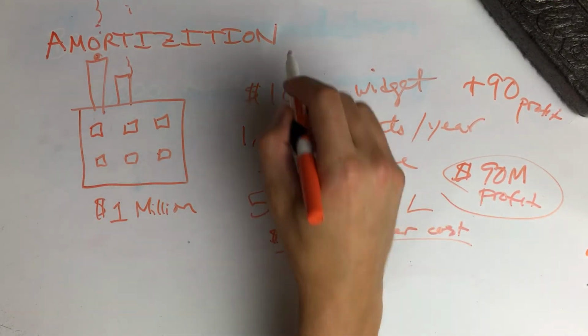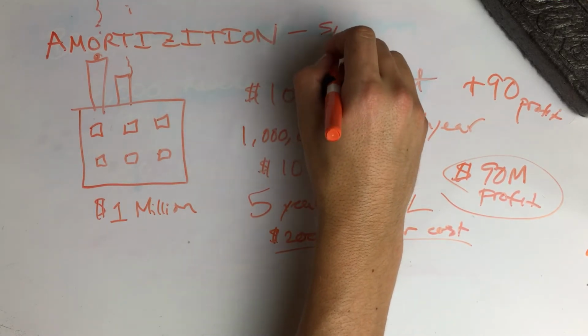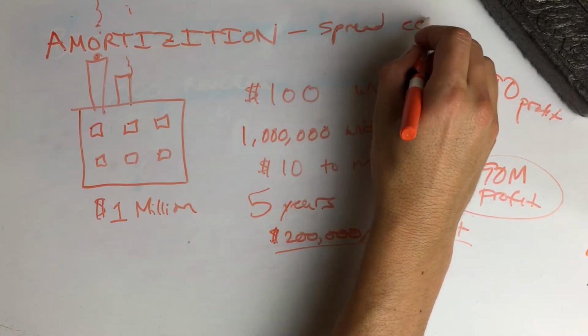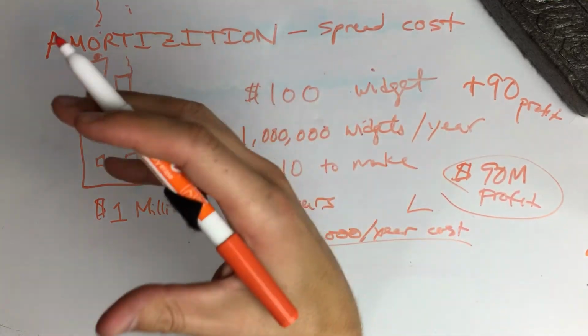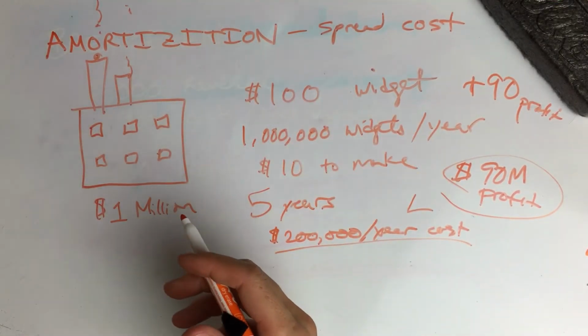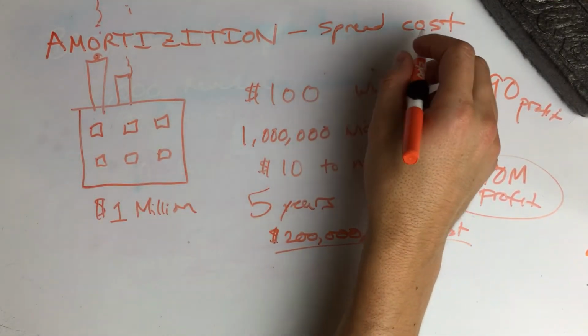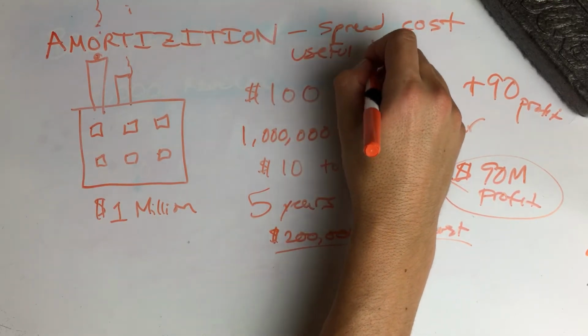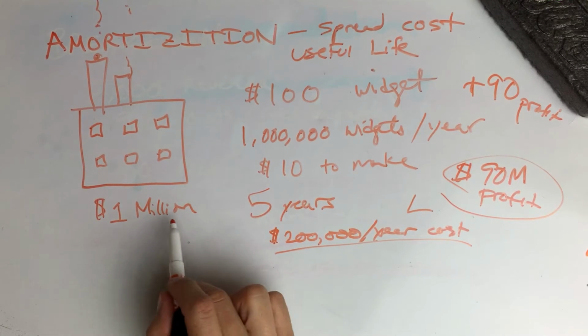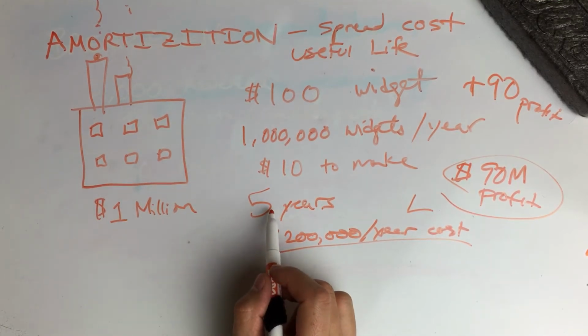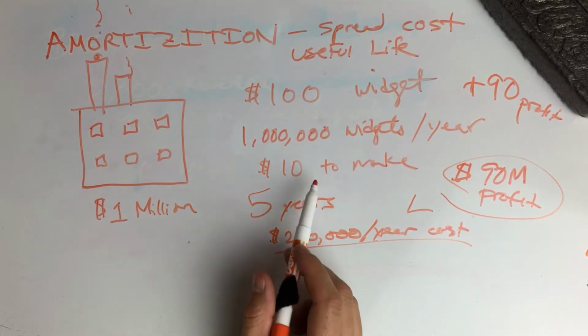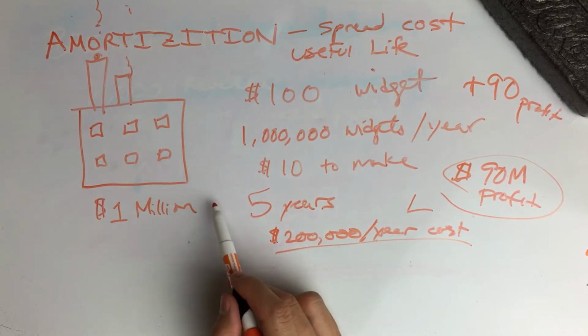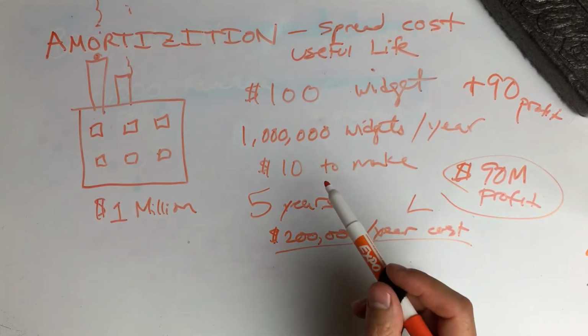So the basic idea of amortization is to spread the cost of something, some asset, a factory, or your lemonade stand, over the useful life. So in this case, we're spreading it over 5 years because this factory is going to be making widgets for 5 years. Who knows? Maybe it falls apart after 4 years, or maybe it lasts even longer.